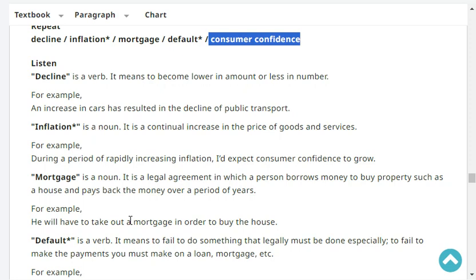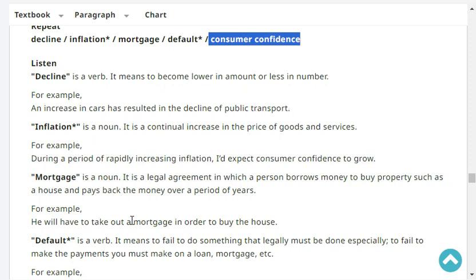It is a continual increase in the price of goods and services. For example, during a period of rapidly increasing inflation, I'd expect consumer confidence to grow. Mortgage is a noun.